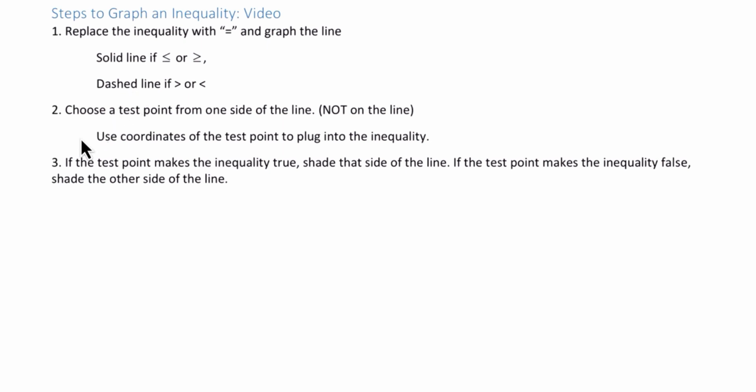Next, we'll test a point from one of the sides of the line, but make sure we test a point that is not on the line. We'll use the coordinates of that test point and plug it into the original inequality. If the test point makes the inequality true, we shade on the side of the line that is true. If the test point makes the inequality false, we shade on the other side of the line.